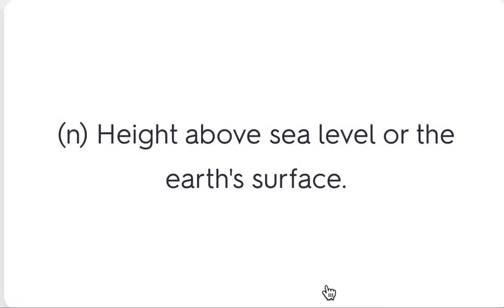Altitude, it's a height above sea level or the Earth's surface. So if you've ever been on an airplane, sometimes they'll tell you the altitude that they're flying. Birds would have a specific altitude. So for example, a robin would fly at a lower altitude than a hawk, right? The bigger birds normally tend to fly up a little bit higher. So altitude just means how high above the Earth's surface something is.